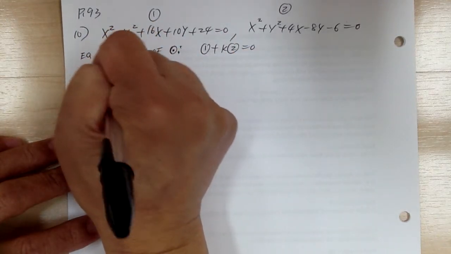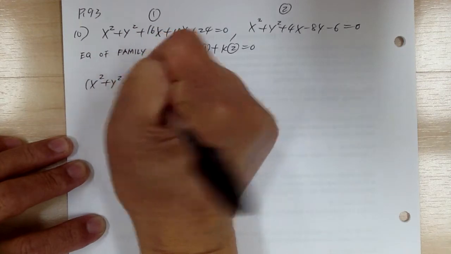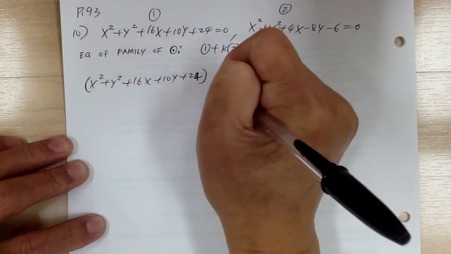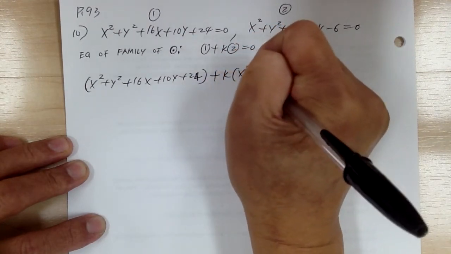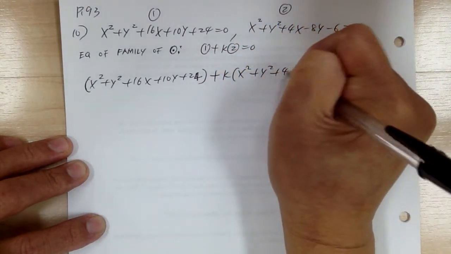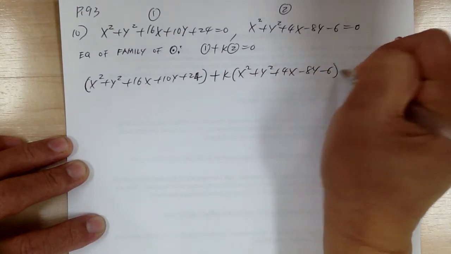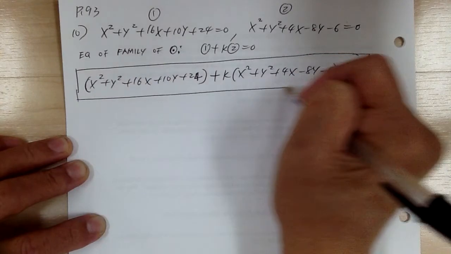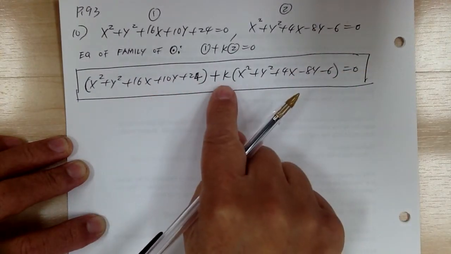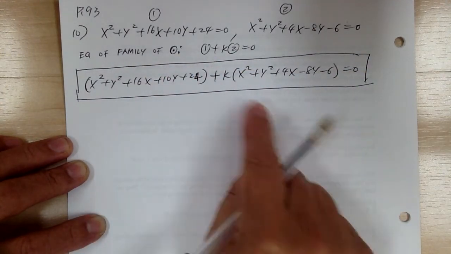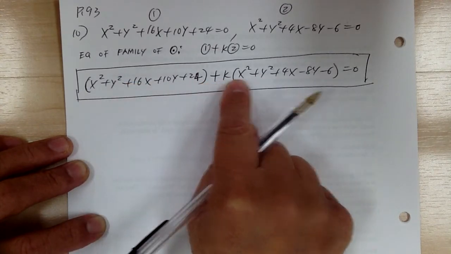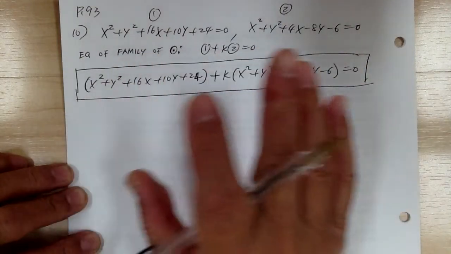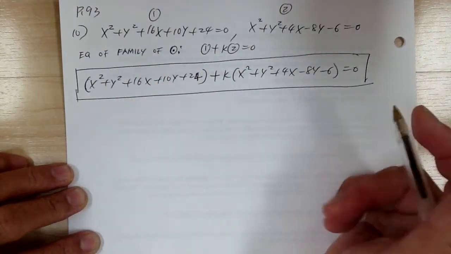So your answer would be x squared plus y squared plus 16x plus 10y plus 24 plus k times x squared plus y squared plus 4x minus 8y minus 6 equal to 0. So again, here's your answer for part 1. That's how you write the equation of a family of circles: equation 1 plus k times equation 2, and then you're done. You don't want to solve or simplify anything, that's it.